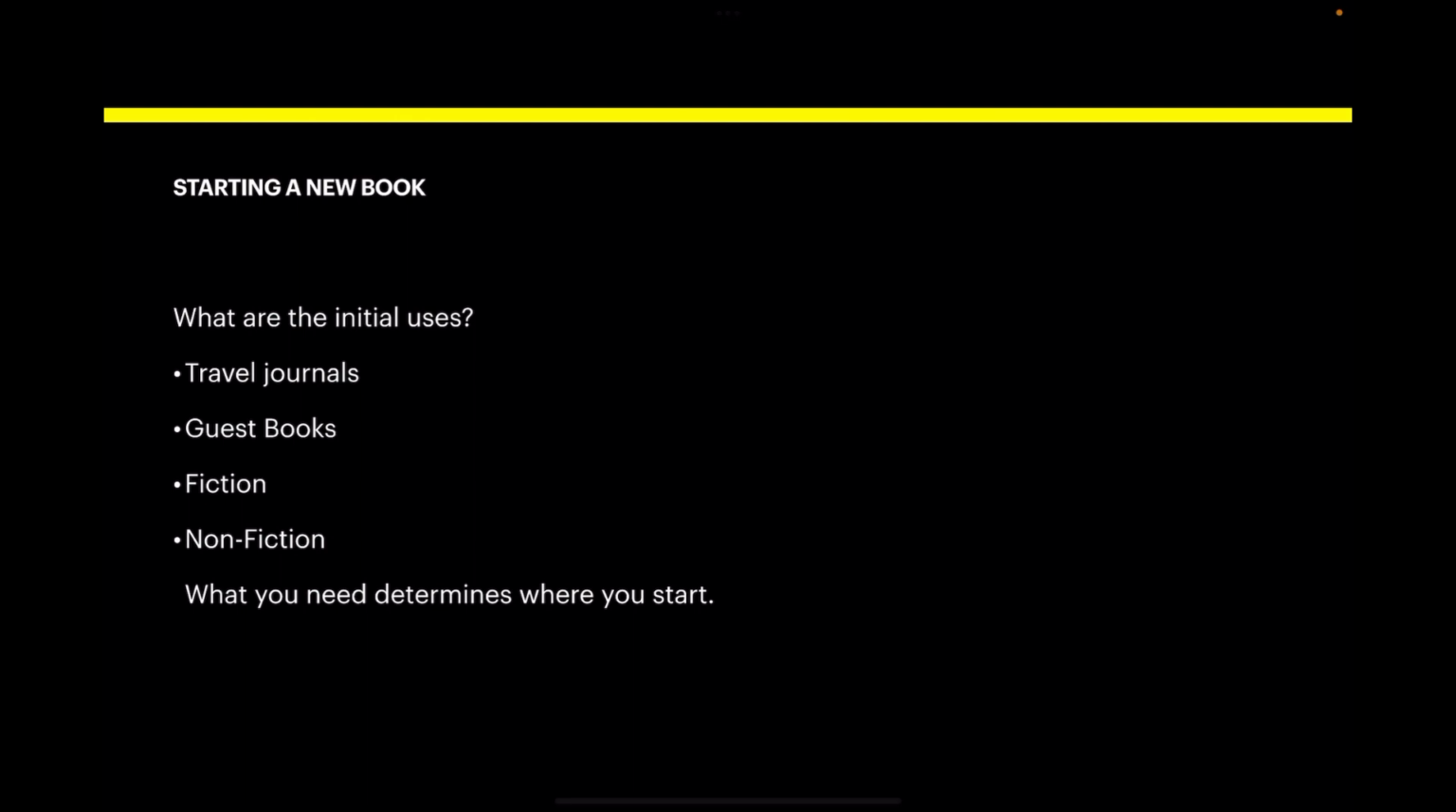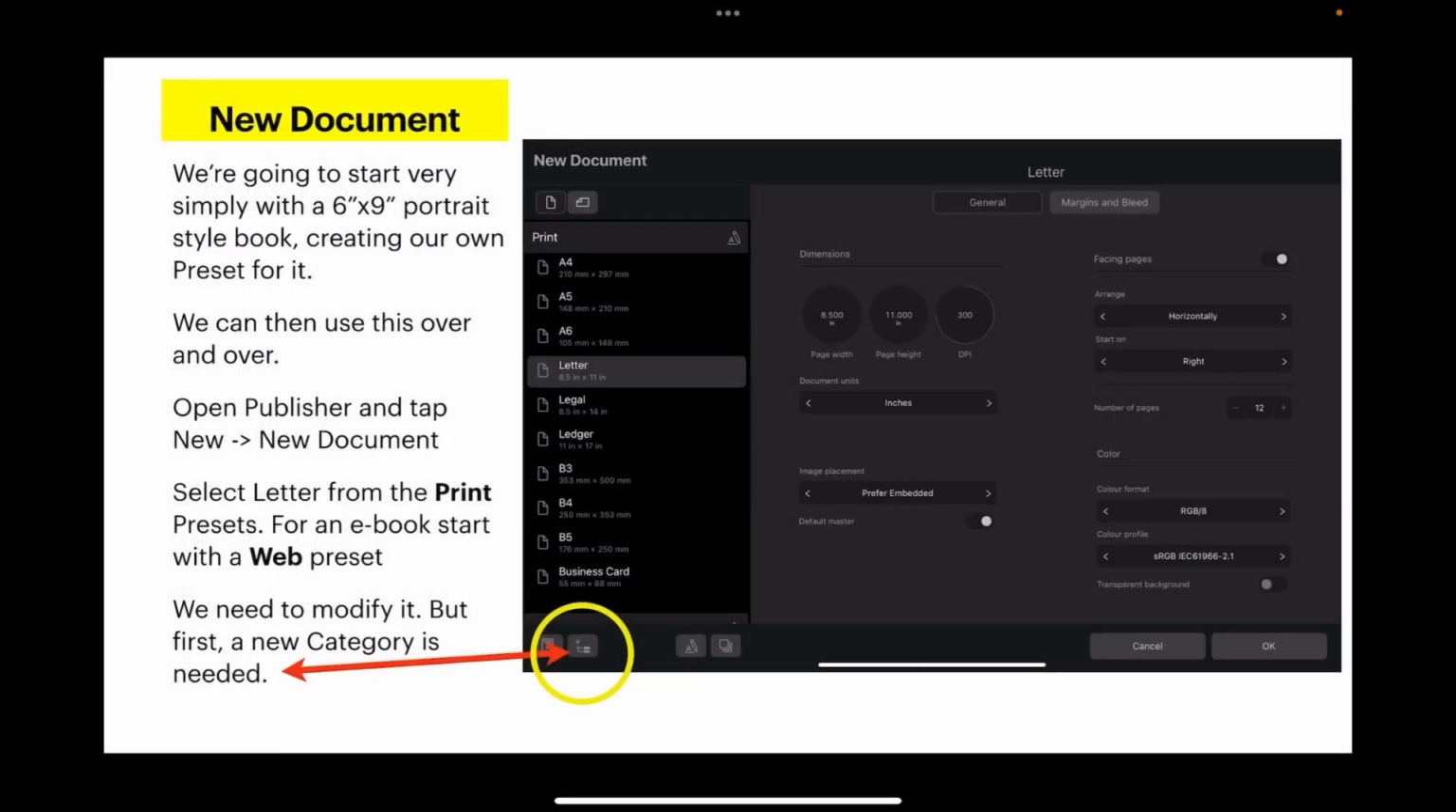Now starting a new book, there are a few things that we could point out, but simply put, what are the initial uses? Travel journals, guest books, fiction, non-fiction? What you need determines where you start. Book size, number of pages, number of illustrations, things like that. Obviously, you need to put all this together before you actually get going.